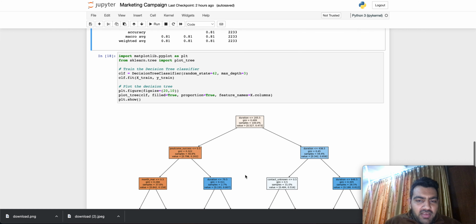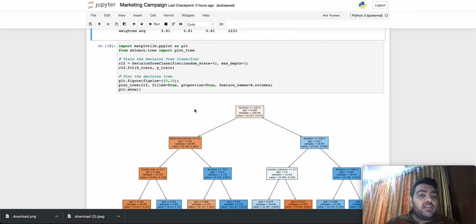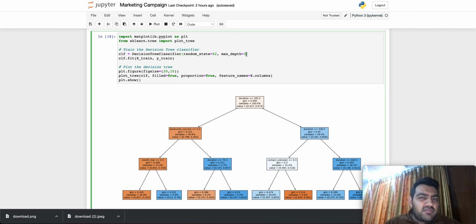I'm also plotting this decision tree just to see which features were more important, and just to make it clutter free, I'm using a maximum depth of 3, so these are 3 layers. The very important feature we found is the duration of the call. If the duration of the call is longer, the customer is more likely to take that deposit. Based on that, you can see what the second important feature or the third important feature is, and that way you can have a strategy for how to pitch a new product to the customers.